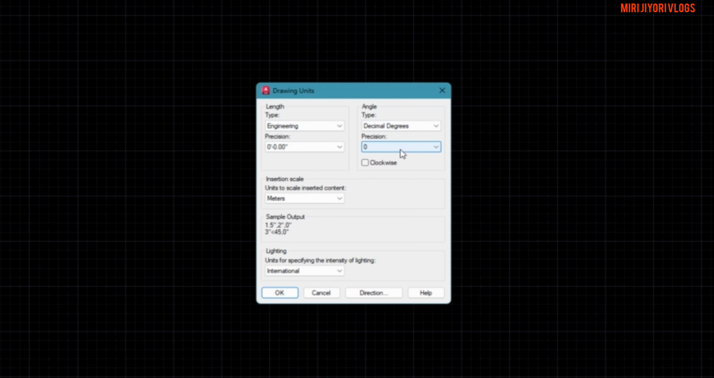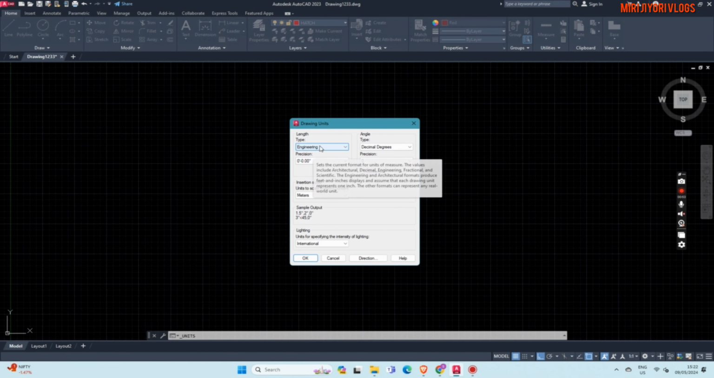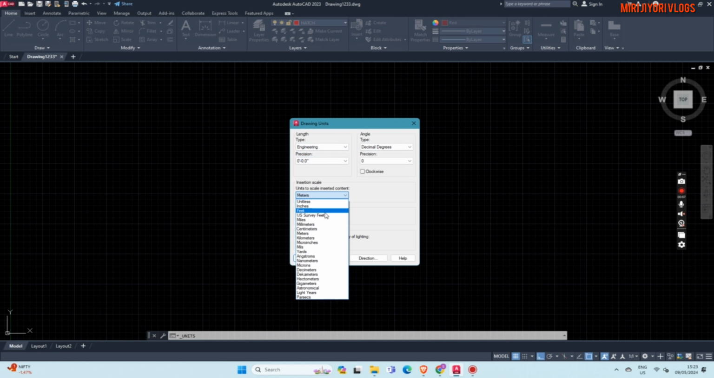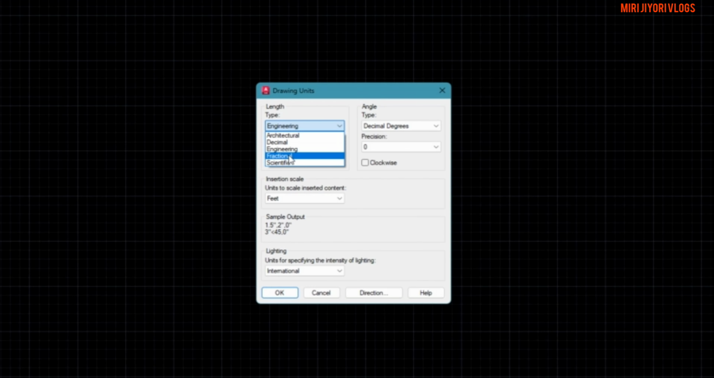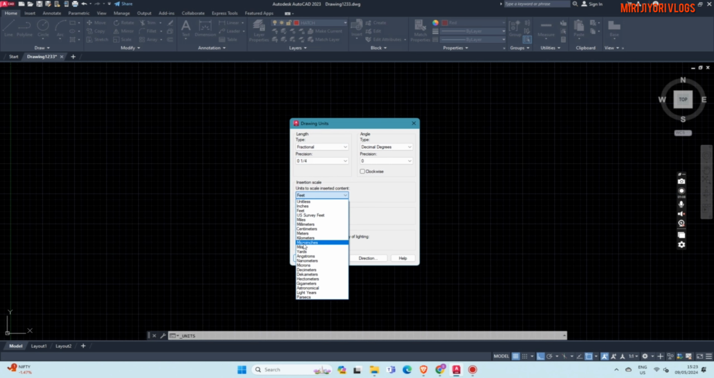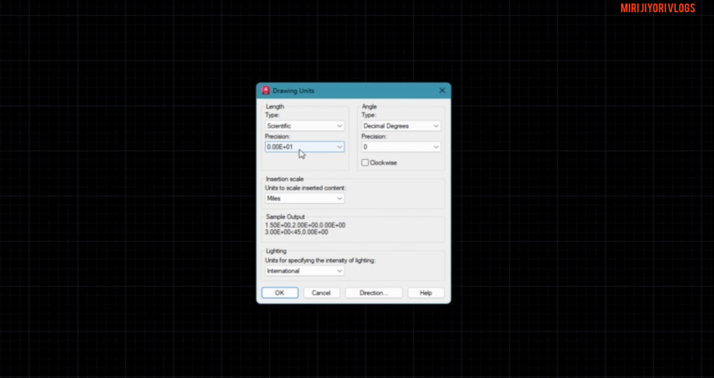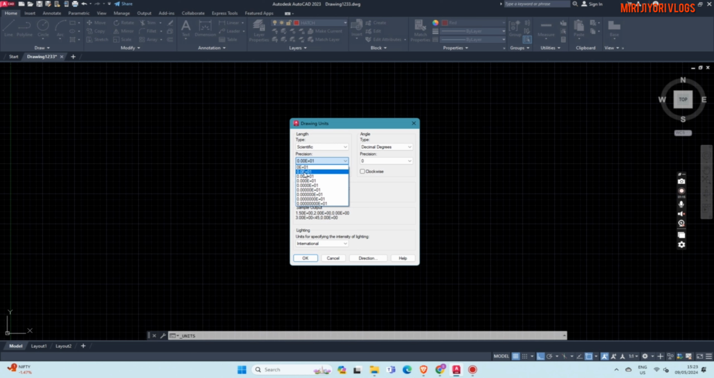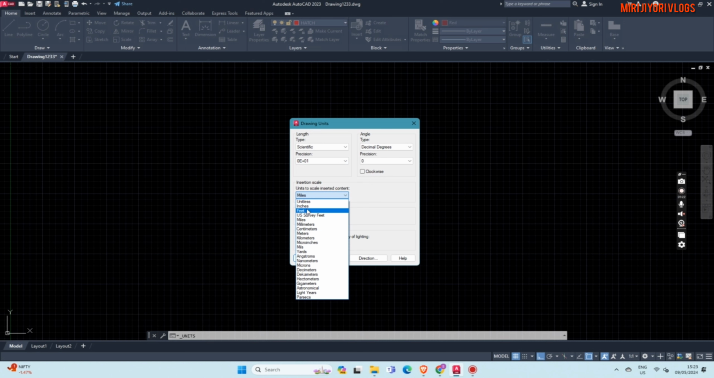The third unit is engineering unit. The engineering unit is the same as architectural unit. The fraction unit is for the minor values. Last unit is scientific unit. Scientific unit is normally used for large number of units like decameter, hectometer, gigameter and etc.